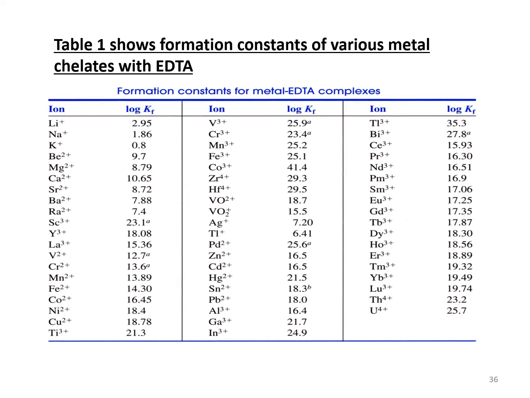Here in this table, we can see the formation constants of various metal chelates with EDTA. Just take a look at it. It's not for memorizing. However, you can see very clearly that the values of the K stability or the formation constant are high when the valency of the central metal ion is high.